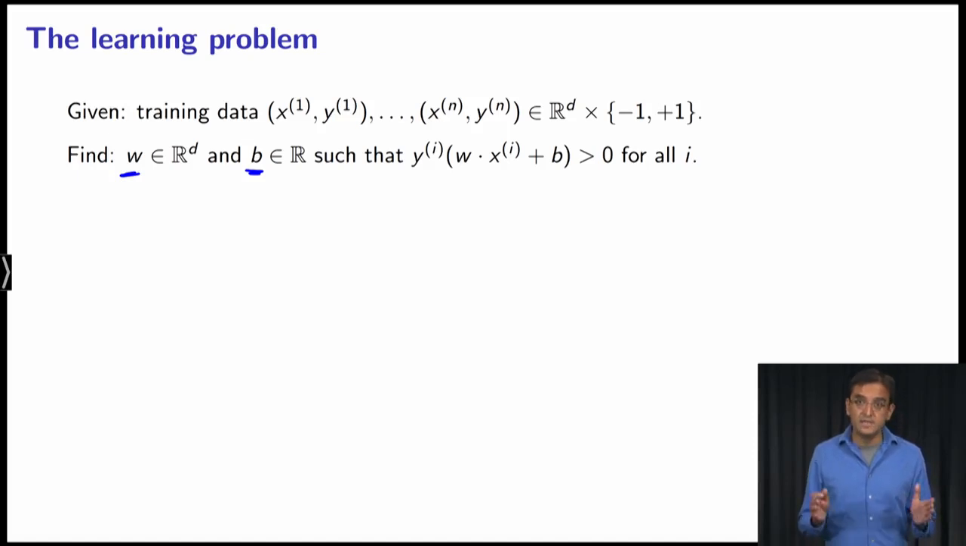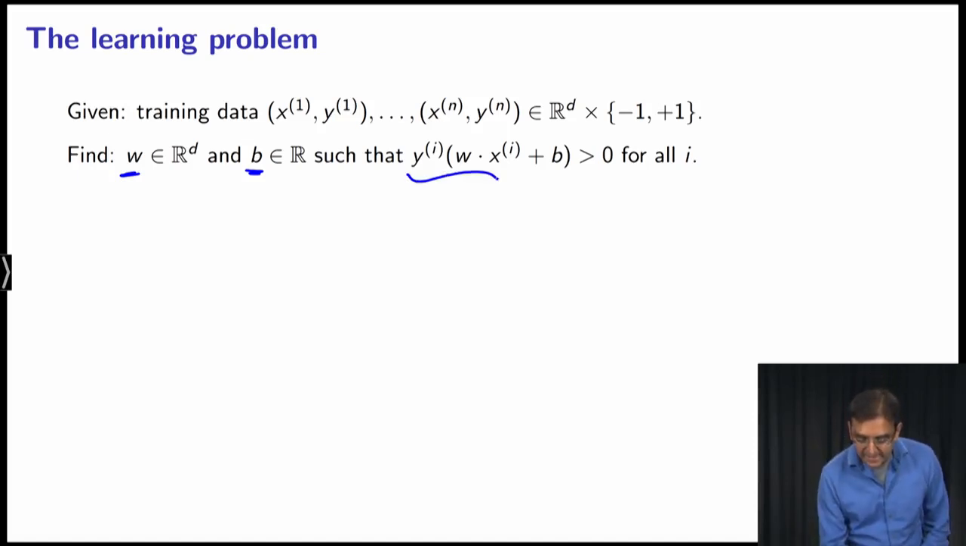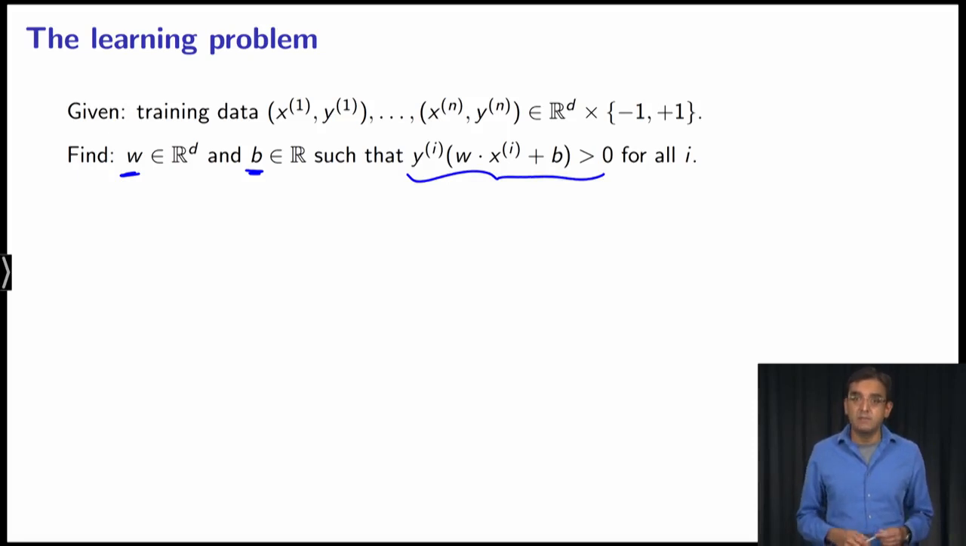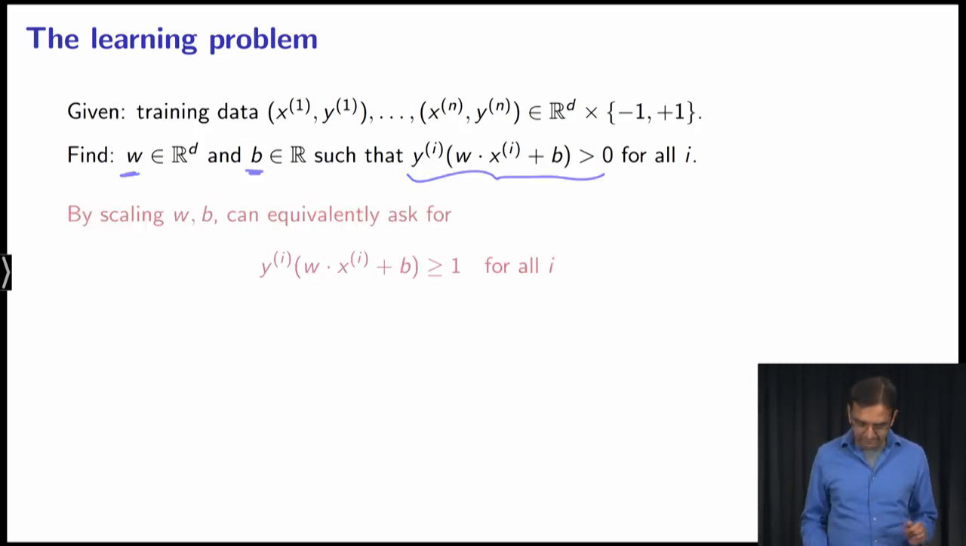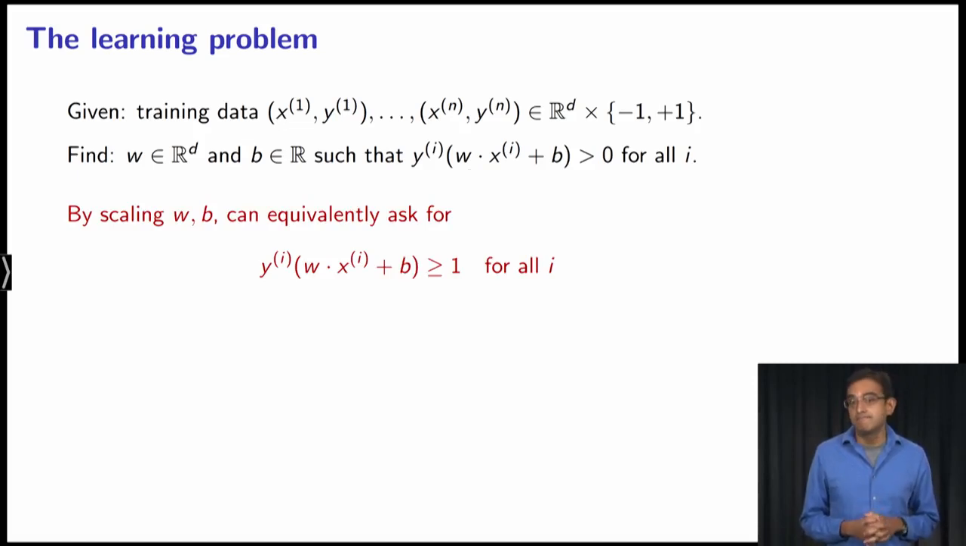And last time we saw that a concise way to write this is to simply say that y times W.x plus B should be greater than 0. Either they're both greater than 0 or they're both less than 0. Okay, and we want this condition to hold for every one of the n training points. Now, in order to start talking about margins, what we're going to do is to take this condition and reformulate it just a tiny bit. We'll write it like this. Instead of asking that y times W.x plus B be greater than 0, we'll ask that it be greater than or equal to 1.